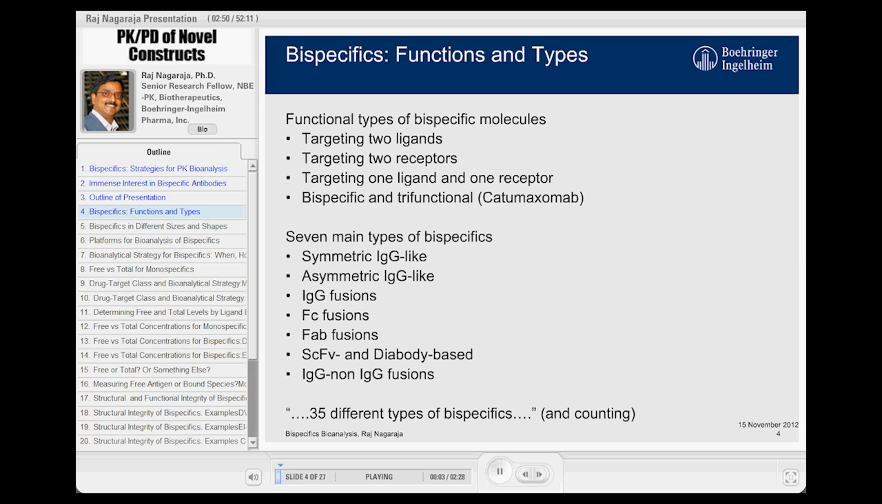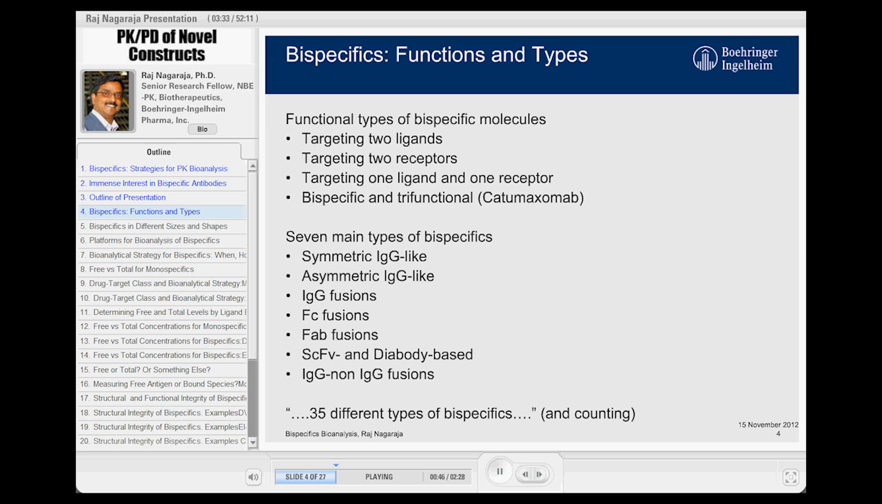We can look at bispecifics with respect to both functions and then the structural types. When it comes to functional classification of these molecules, we could be targeting two ligands. We could be targeting two cell surface receptors. We could be targeting a combination of cell surface receptors and then soluble ligands. And again, based on the catumaxomab or rimovab example, when we talk about bispecific, they're bispecific intentionally to a particular set of targets. However, they can also have additional functions like maybe binding to Fc gamma receptor.